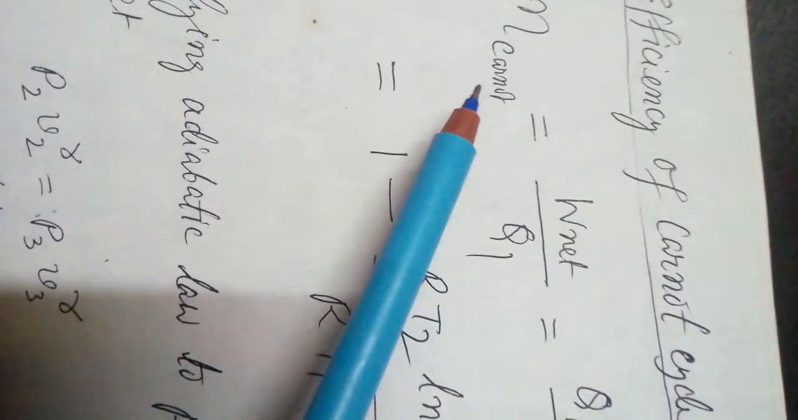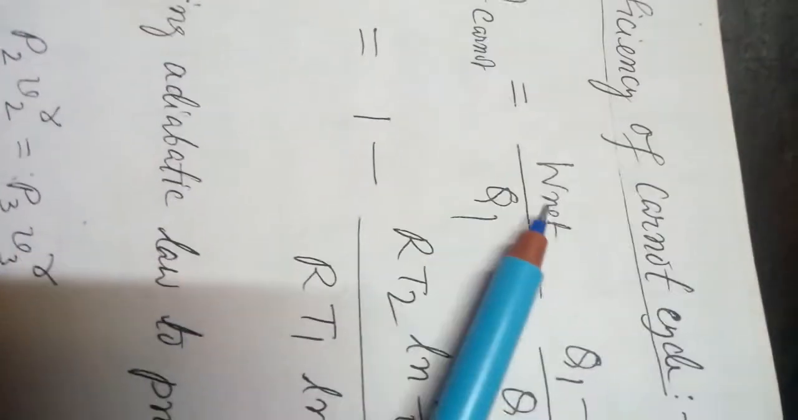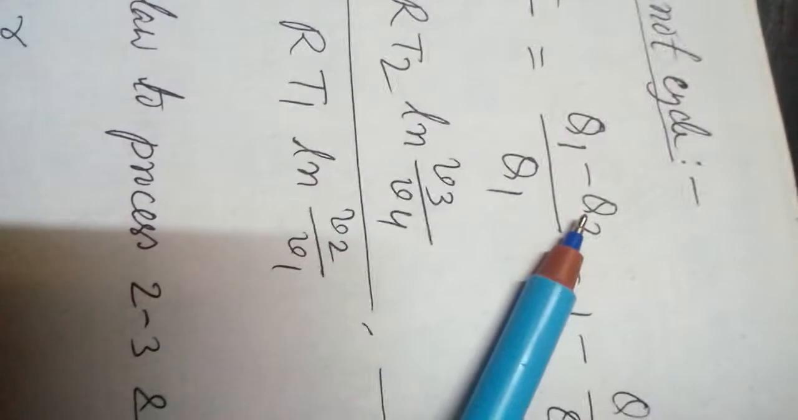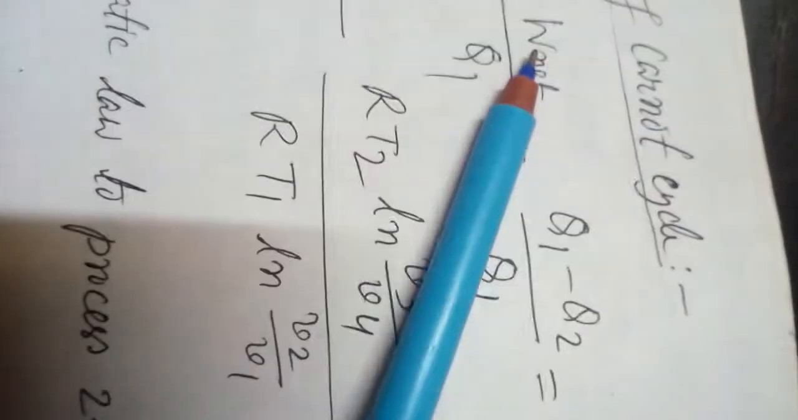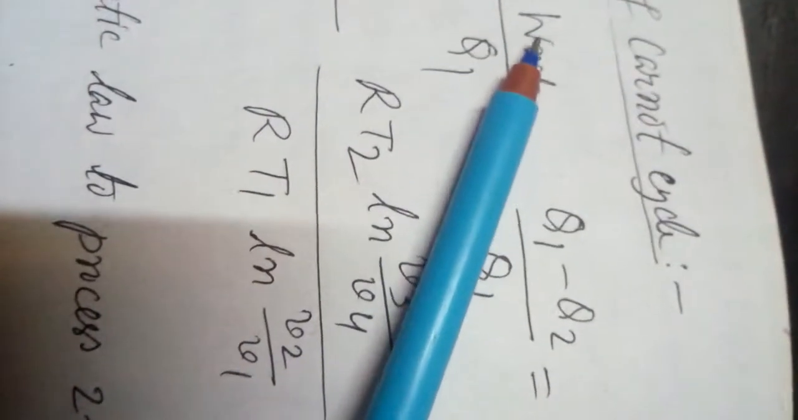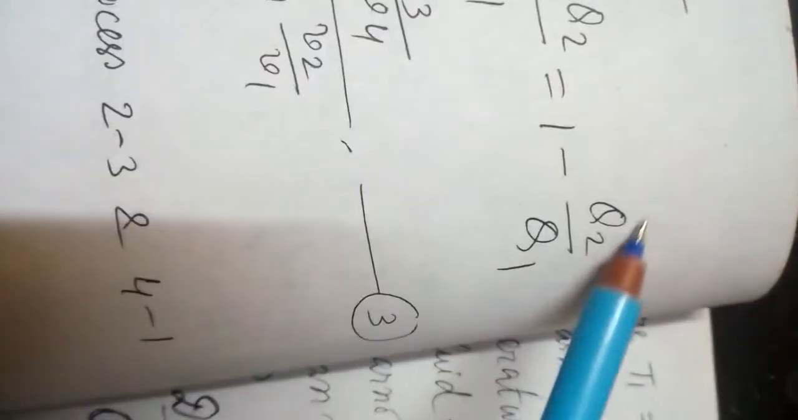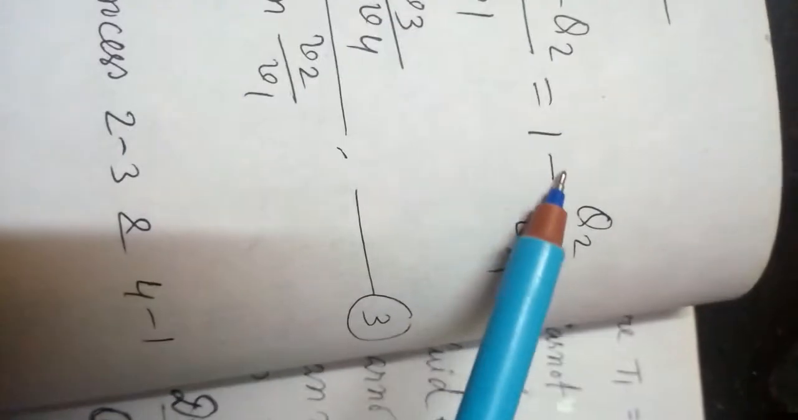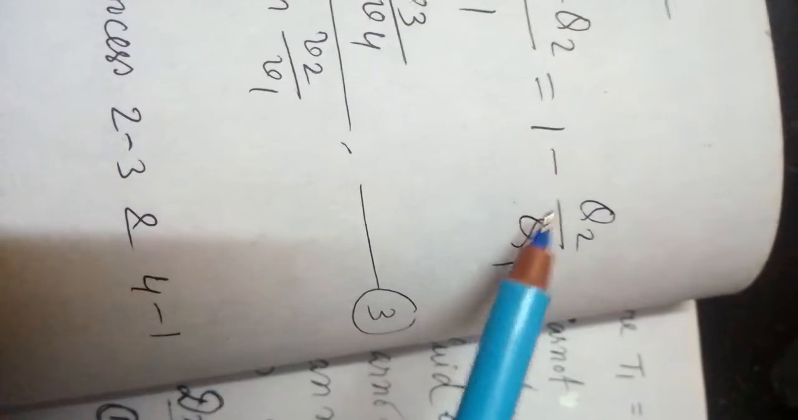In Carnot, efficiency is the net work done divided by the heat supplied. This is nothing but Q1 minus Q2. This is used for doing the effective work. Here W net I have shown you, this may be WE minus WP. This is Q1 minus Q2. This is the basic efficiency equation. Heat rejection by heat addition, with a minus sign, because Q2 is rejected.